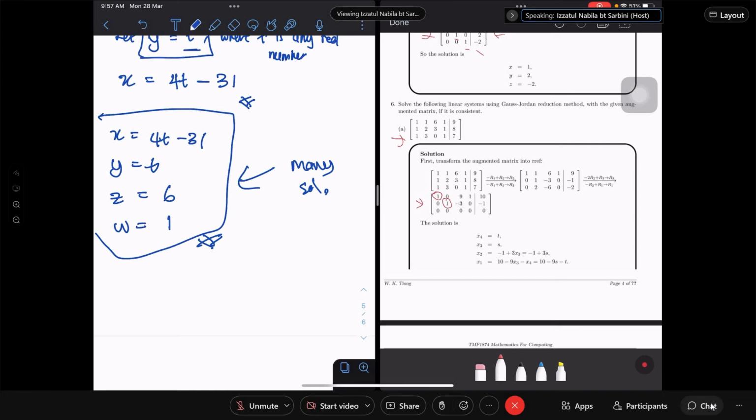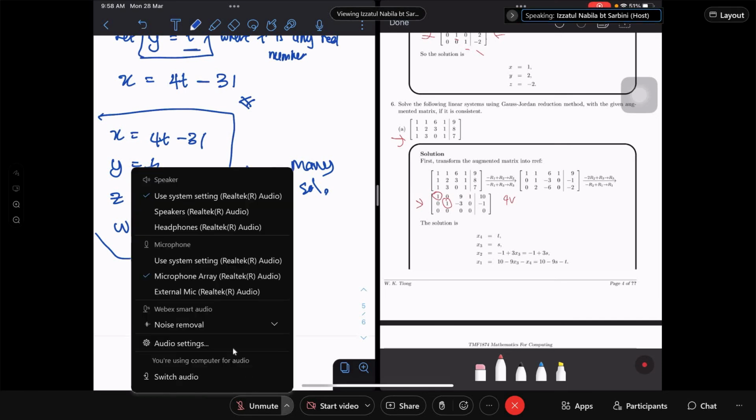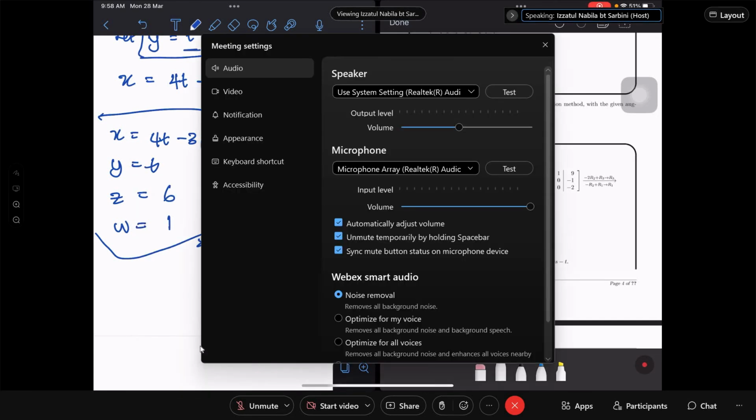So this is REF. Now we want to write the solution. We have to know how many equations and how many variables are in this last matrix. We have 4 variables, right? We have 1, 2, 3, 4, 4 columns, so 4 variables. And we have 1, 2, 3, 3 equations. So how many free variables are we going to have?